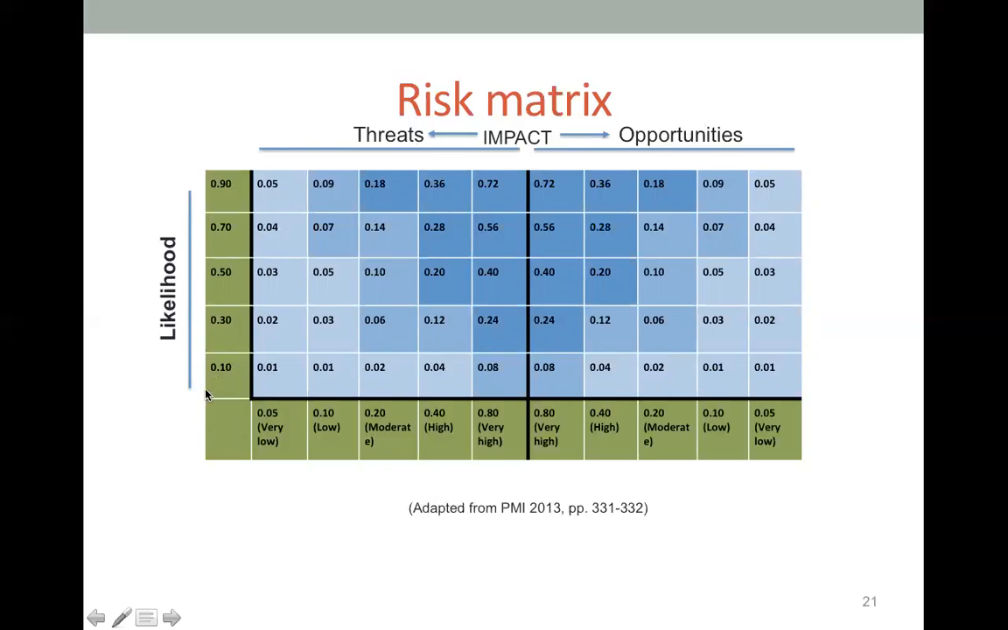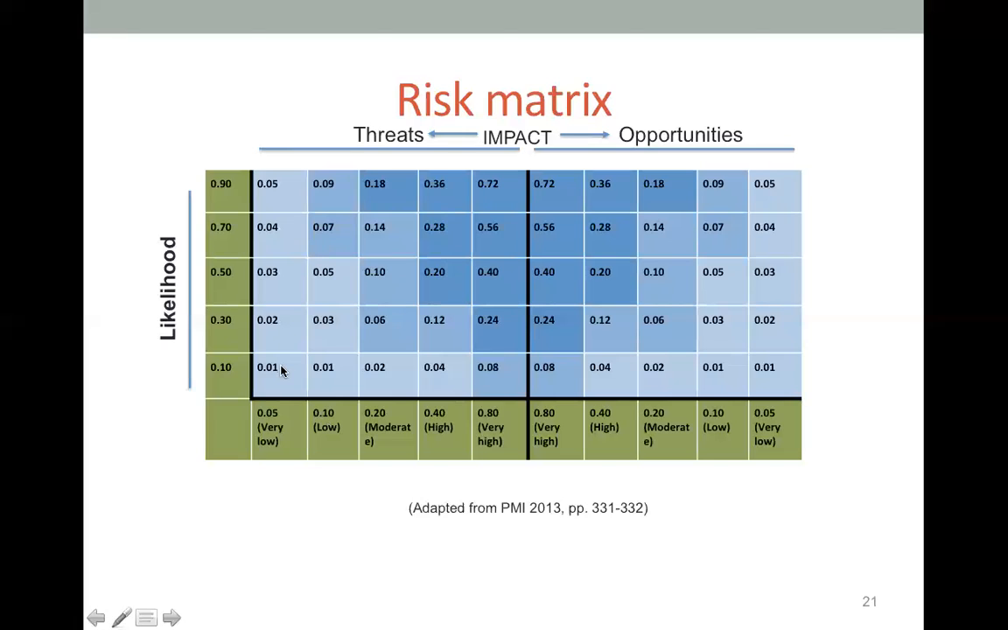We can measure likelihood as 0.1, 0.3 until 0.9, the highest level of likelihood. And we can also put the impact from 0.05, 0.1, 0.2, 0.4, 0.8, right? And here we can multiply the risk. Let's say one risk event is considered as 0.3 in terms of likelihood analysis, and in terms of impact 0.1. Therefore we multiply those numbers, 0.3 multiplied by 0.1, we should get 0.03. So that tells us the overall risk level.